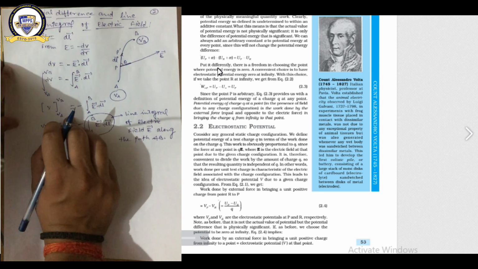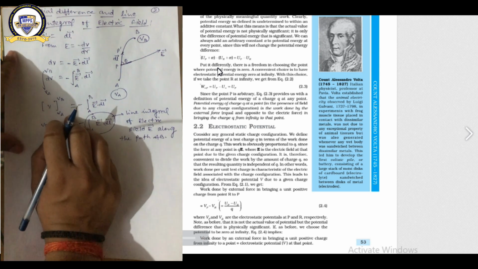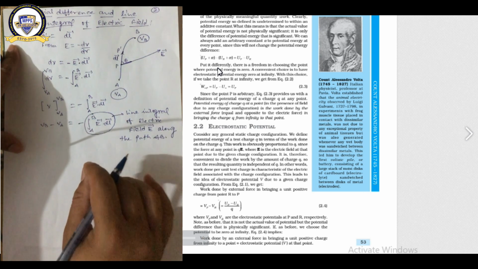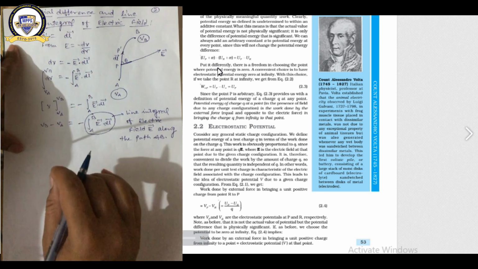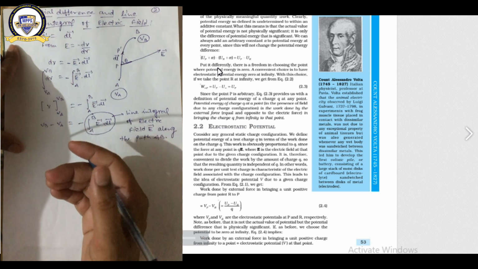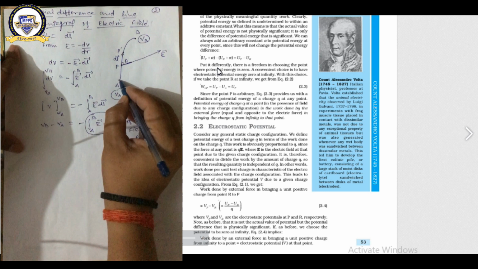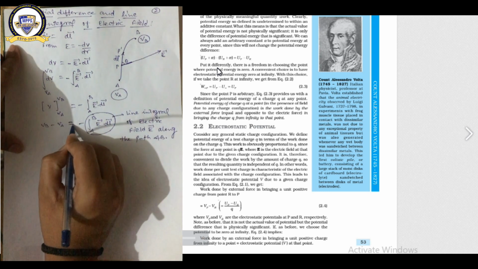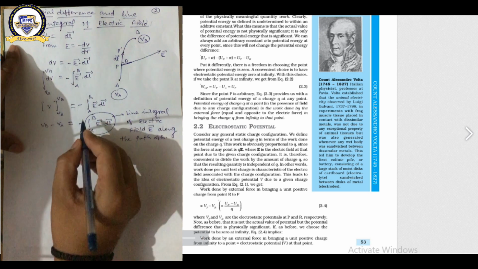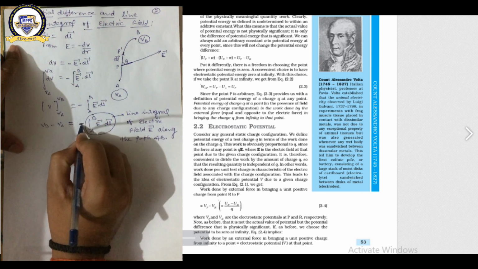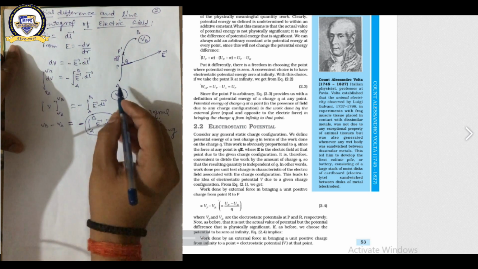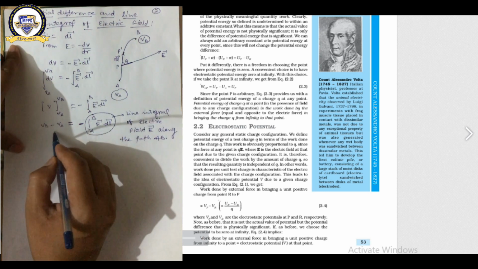Now the electric potential difference between 2 points A and B in an electric field is equal to the negative of the line integral of the electric field from the point A to B. So you can define the electric potential difference between point A and B as the negative of the line integral of the electric field from point A to B by using this relation.